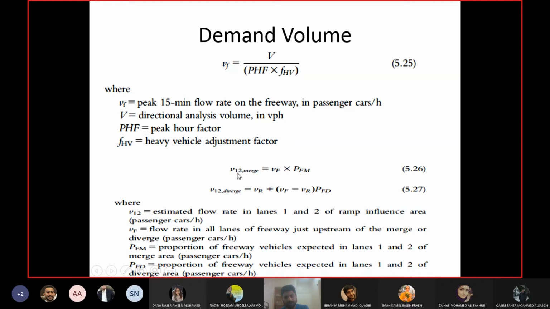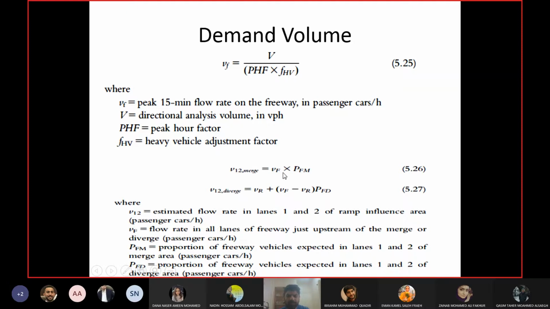So if there are three lanes on the freeway, then the third extreme lane, the third one on the left, will be unaffected by the turbulence of the ramp. Okay, so this is for merge and this is for diverge. So the total freeway flow multiplied by the proportion of flow rate for the merging area. Okay, proportion of freeway vehicles expected in lane 1 and 2 of the merge area. So again the two adjacent lanes.